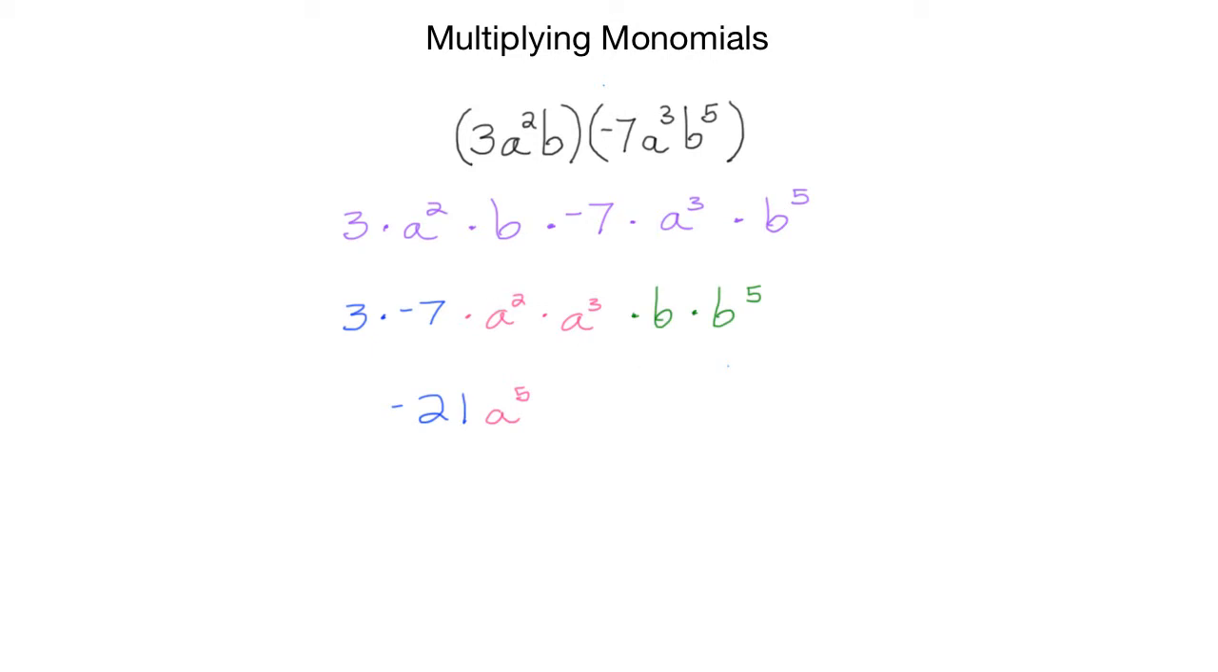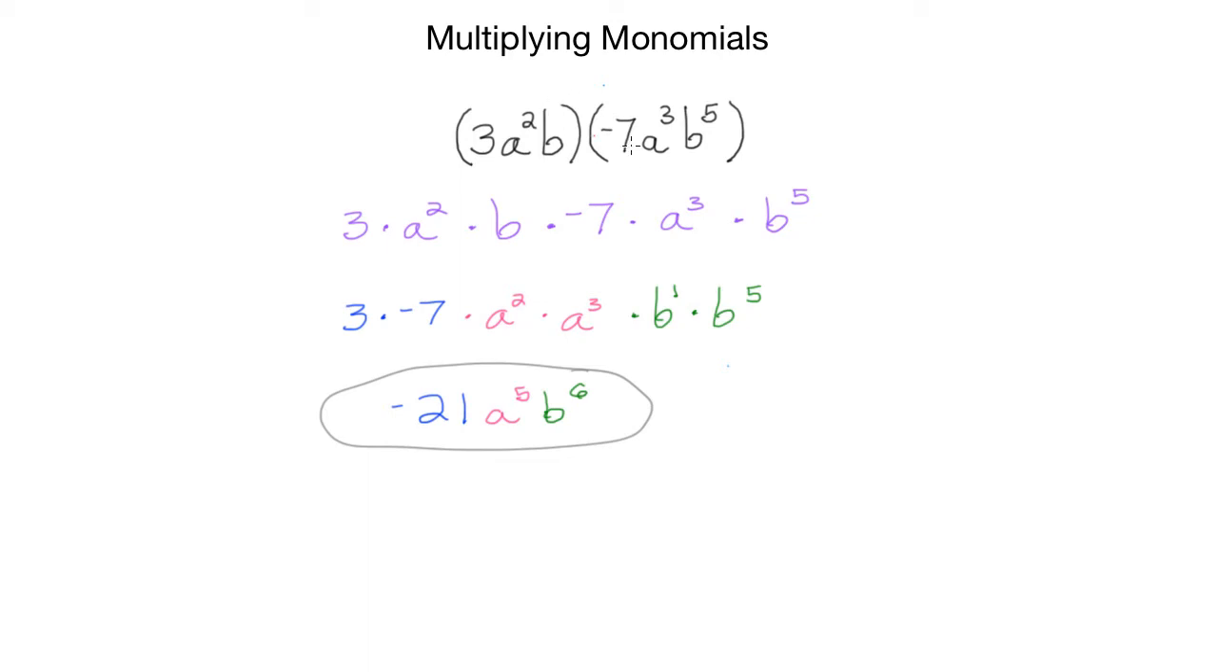For b's, we have 1 b, this is b to the first, but I'm multiplying it by 5 more b's, right? b to the fifth is b times b times b times b times b, 5 of them. Altogether there's 6 b's, so that's b to the sixth power. And there you go. There's my final answer. That is, 3 times a squared times b, that monomial, multiplied by another monomial, negative 7 times a cubed times b to the fifth, ends up equaling negative 21 times a to the fifth times b to the sixth.